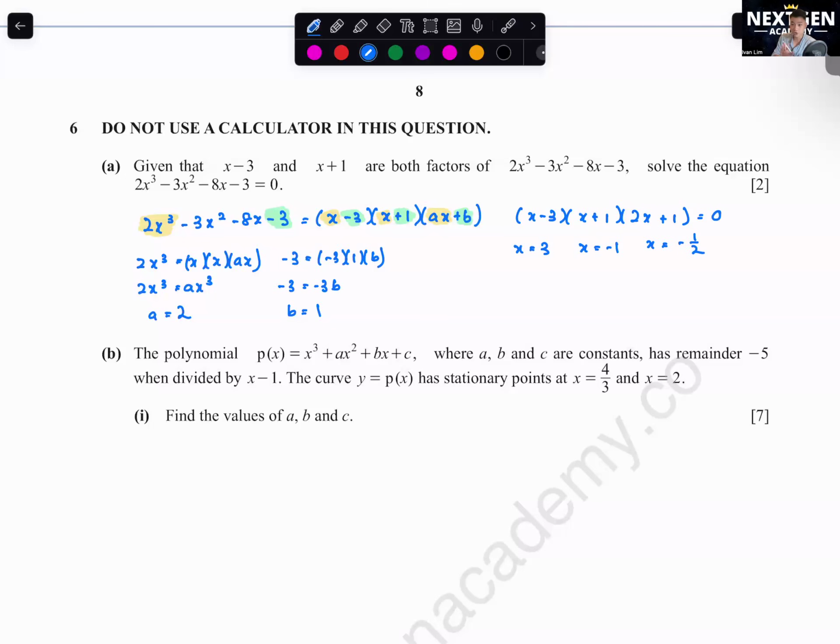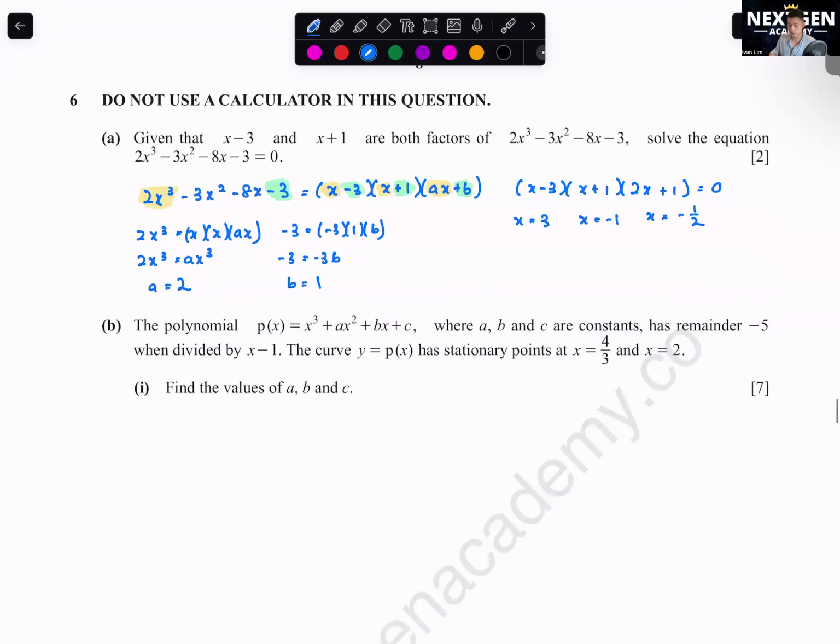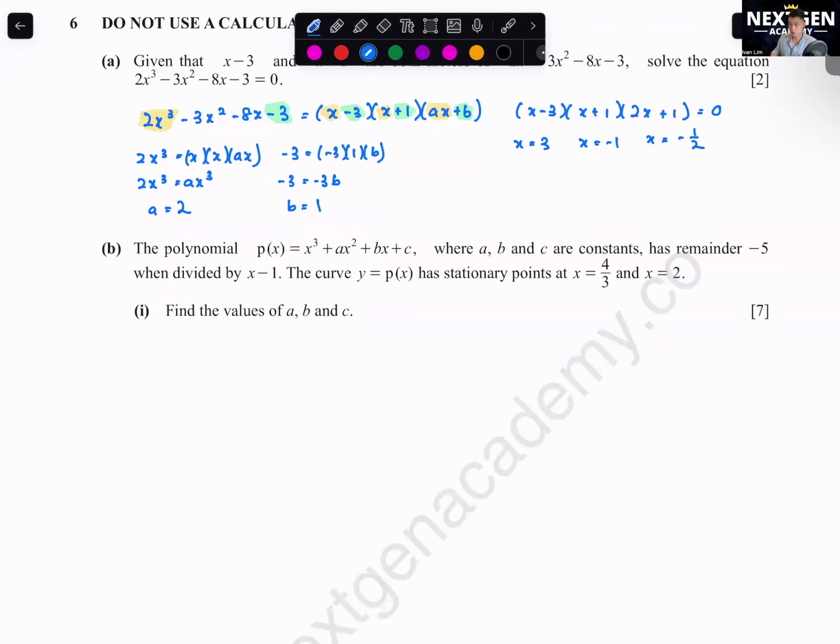If you're not sure whether your answer is correct or not, you can use the calculator to check. Go to the cubic polynomial there and solve it. But just make sure you show your working here. You use synthetic division or long division also okay. All right, let's go to question B.